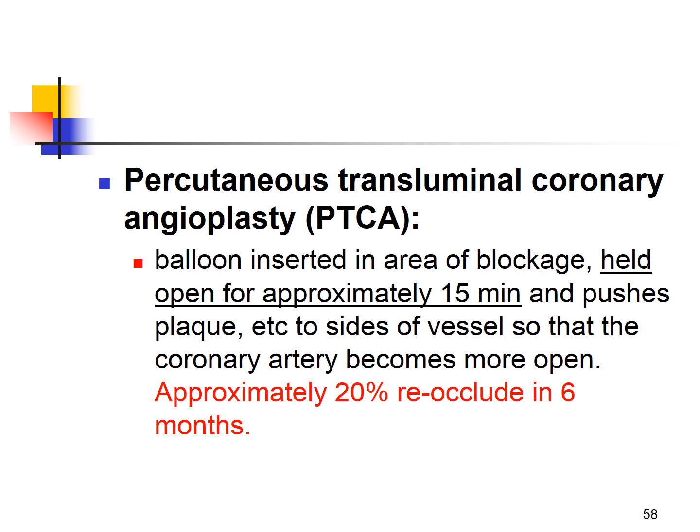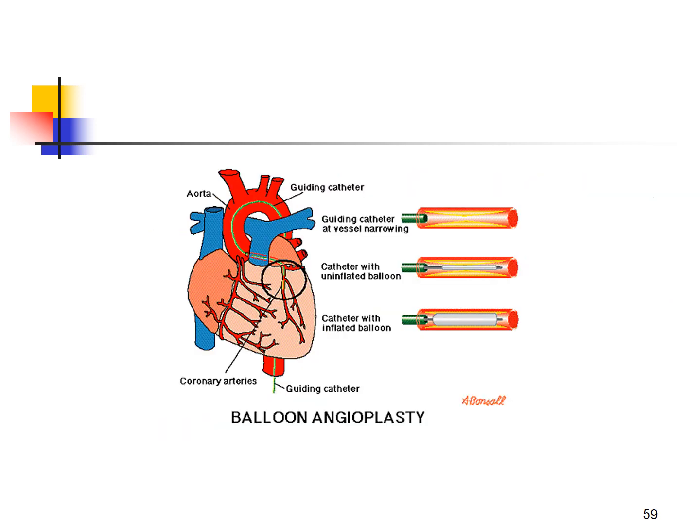Next slide. You have the percutaneous transluminal coronary angioplasty. So here the balloon is inserted in the area of blockage and is held open for approximately 15 minutes and pushes the plaque to the side so that the coronary artery can become more open. It actually 20% reoccludes in 6 months, so it's not a permanent fix. Next slide. And this is a picture showing you how this process works.